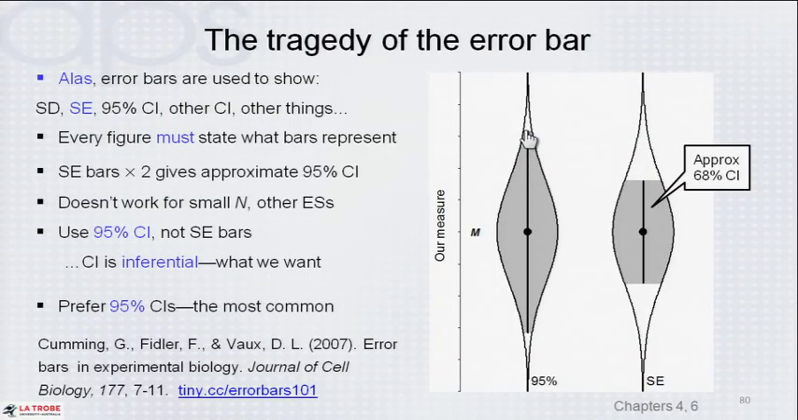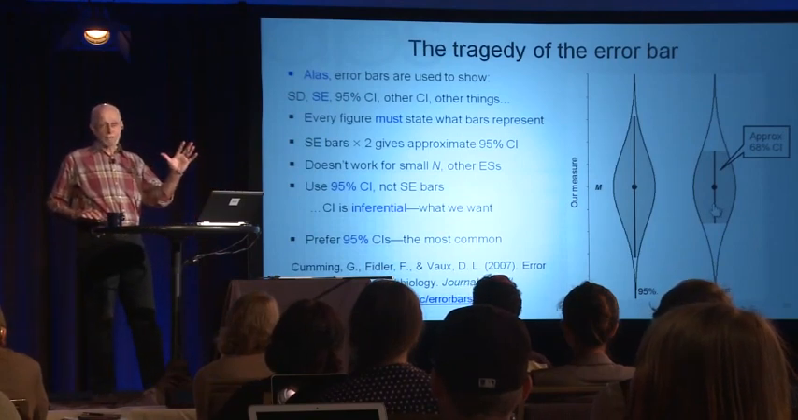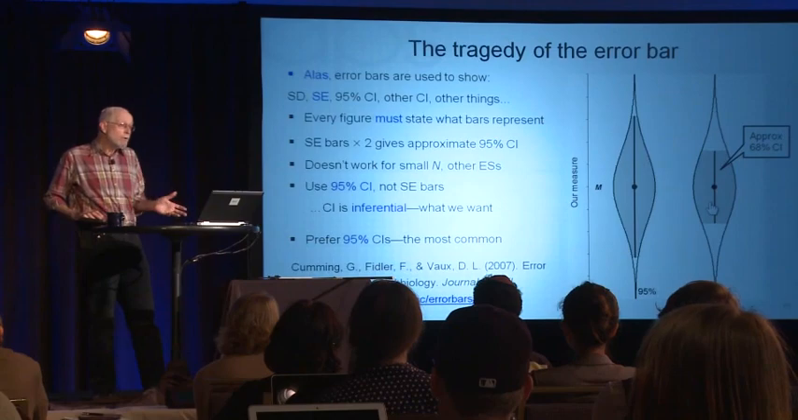The 95% confidence interval, in many cases, is about twice as long as the standard error bars. So if you see standard error bars in a graph, just double them mentally, and then you're back on home territory, 95%. Well, what's wrong with standard error bars?